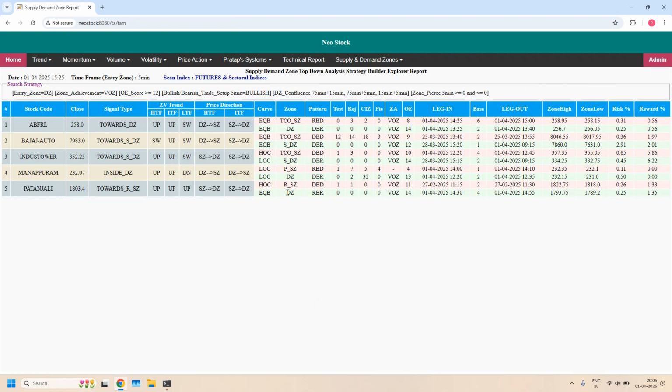In these 5 stocks, 5 minutes demand zones overlapped with 15 minutes demand zone. Both together again overlapped with 75 minutes demand zone. And 75 minutes trend is up in 1, 2, 3, 4 stocks out of 5. If those 75 minutes demand zones are having daily EMA confluence, probably these 5 minutes demand zones might be having more high probability to get success.